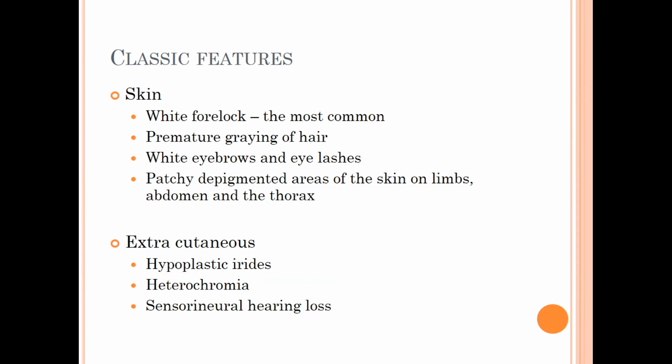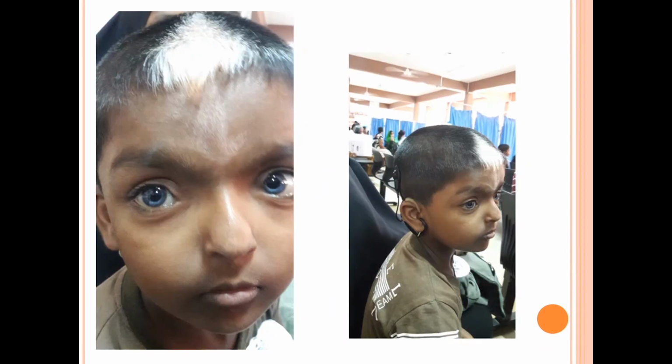Extracutaneous manifestations include hypoplastic eyelids and heterochromia. These hypoplastic eyelids give rise to brightly blue colored eyes, and heterochromia can be partial or complete, and sensorineural hearing loss. And this is one of the patients we have encountered in a clinical meeting with Waardenburg syndrome. The patient has all the features as well as evidence of hearing impairment.